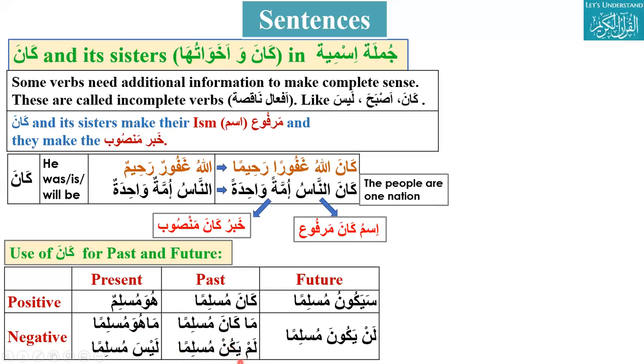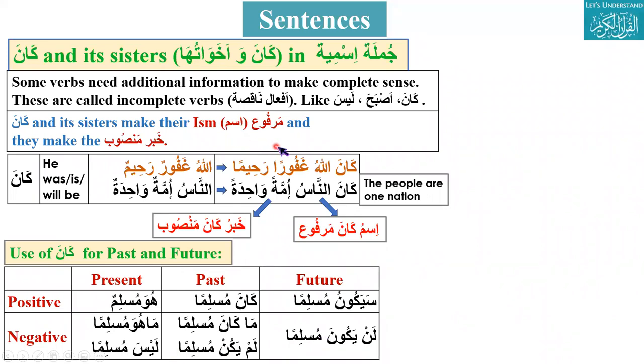And there is another thing: why is it yakun? The waw is dropped because of lam, one of the jawazim of the fil mudari. So lam yakun musliman, or in future lan yakuna musliman. Again this musliman, the kana effect is on this, so it will be mansub here. This is khabar. So lan yakuna musliman, he will never be a Muslim. So he is not a Muslim. He was not a Muslim. He was not a Muslim, and he will never be a Muslim. So this is all about kana.